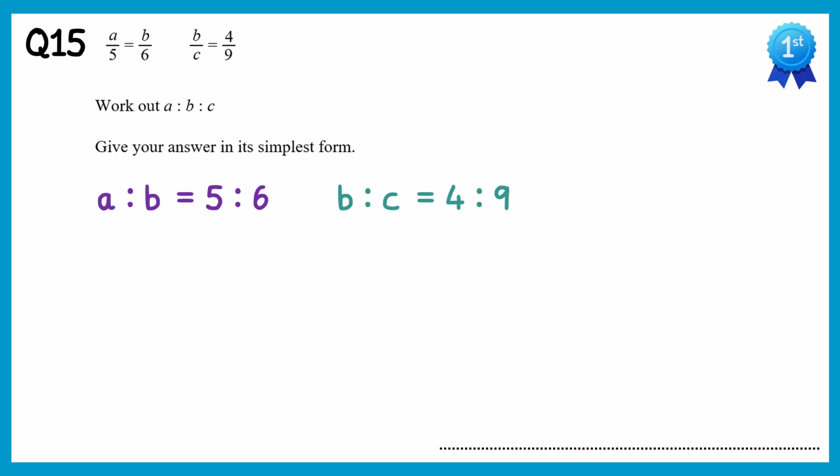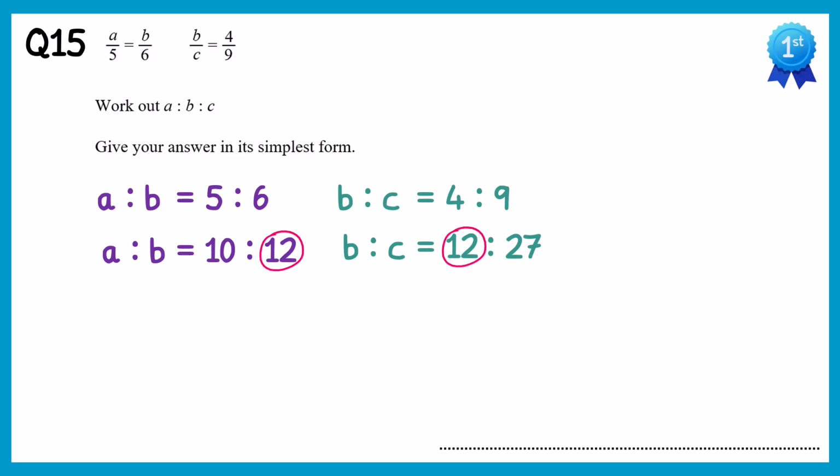To do this then, we'd multiply the first ratio by 2. So a to b would be 2 lots of 5, which is 10, and 2 lots of 6, which is 12, as we required. In the second ratio, we'd multiply by 3. So we'd multiply 4 by 3, which is 12, as we required, and 9 by 3, which is 27. Now that we have 12 here in both of the locations for b, we can combine them into one ratio.